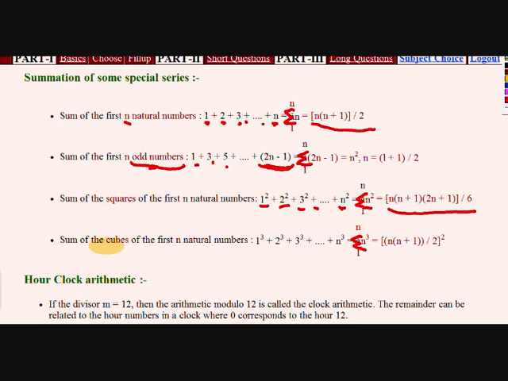Sum of the cubes of the first n natural numbers: 1 cube plus 2 cube plus 3 cube etc. till n cube. This is denoted by sigma 1 to n of k cube. This is the formula to find it: n into n plus 1 by 2, the whole square. Okay, like this. Then we will talk about the hour clock arithmetic at a later time.